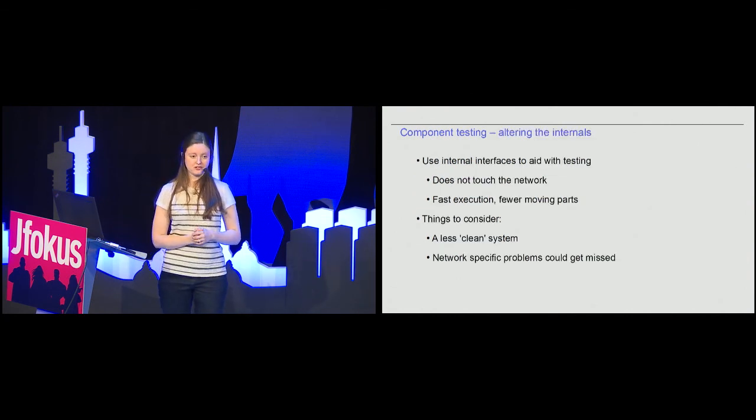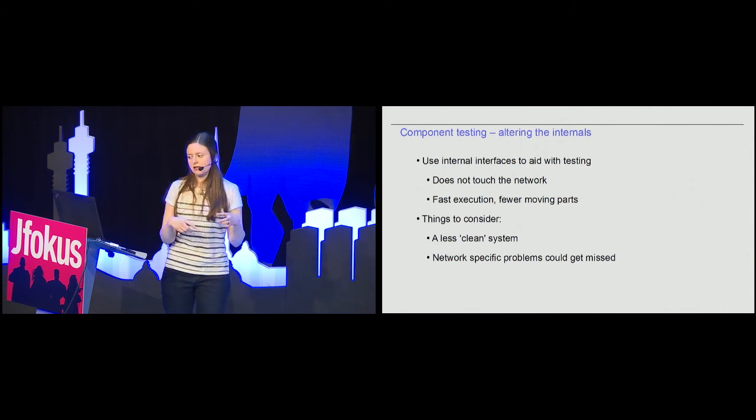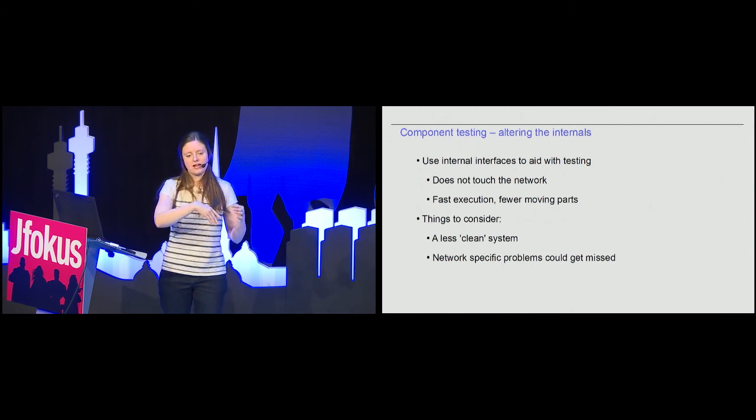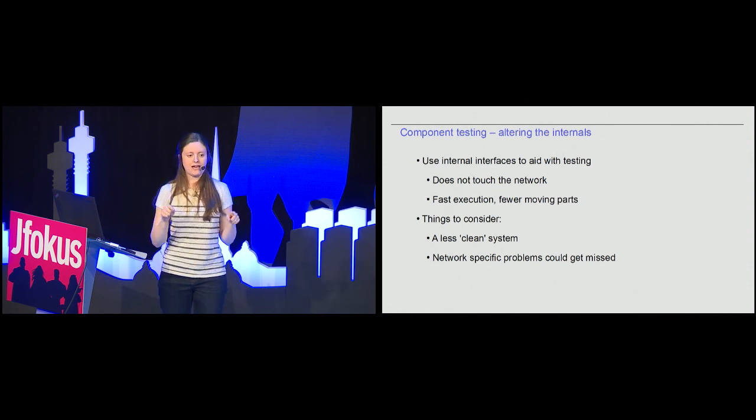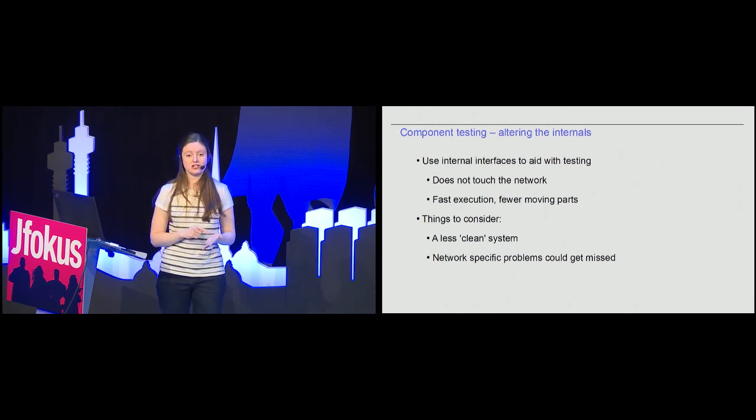So altering the internals. By this I mean creating an internal interface inside your unit that you hit during testing but not in production. So you don't touch the network in this case, and you instead route your calls into this interface. That means you don't have to make any calls out to anywhere else, and you really do test your one little component. This is really good because it gives you fast execution, and you're not having to start up a server, so you can get really quick responses to find out, did the change I just made break anything? Did it fix what I was trying to fix? It gives you a fast turnover.